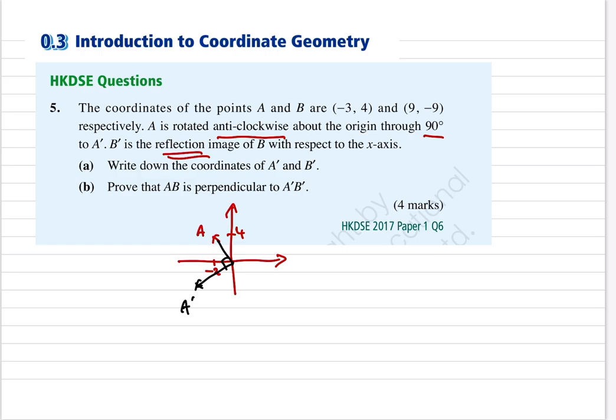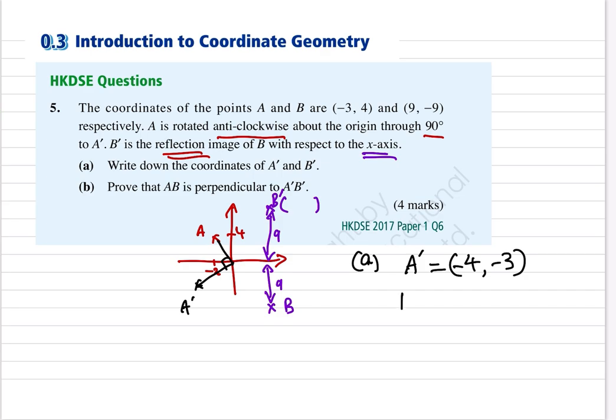And the coordinate of B is 9 and negative 9. That was originally here for B. And this is reflected with respect to the x-axis. That means it moves like this. And here the distance is 9. So you can get B prime. So at the end, for part A, for A prime, the value will be 4 and 3 first, and then both of them are negative, like this, because it's in the third quadrant. And then for B prime, the x coordinate is 9, y coordinate will also be 9, like this.